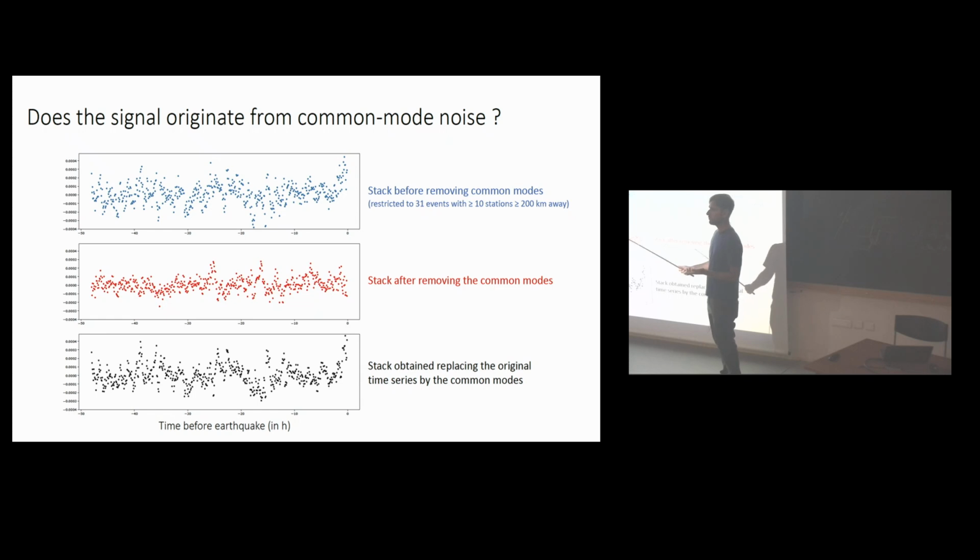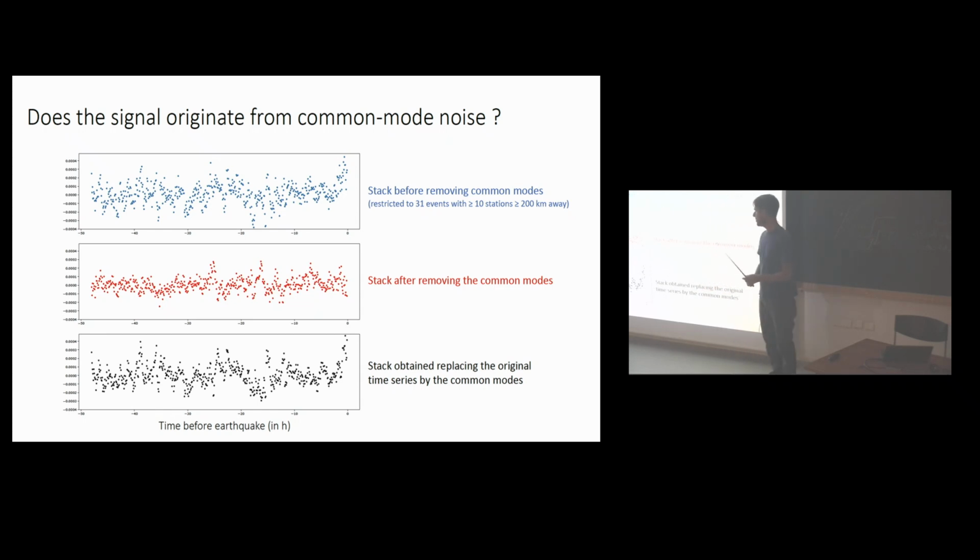If you do that for the earthquakes for which you can do it, which means you have to have at least a good amount of stations, so restricting the data set to the events for which you can do that, you go from this to this once you remove the common mode, and you can see that the signal vanished here. And it's even worse than that, because if you take the common mode that you calculated and apply the stack on it, here's what you get, and you get the impression that all the signal comes from the common mode.